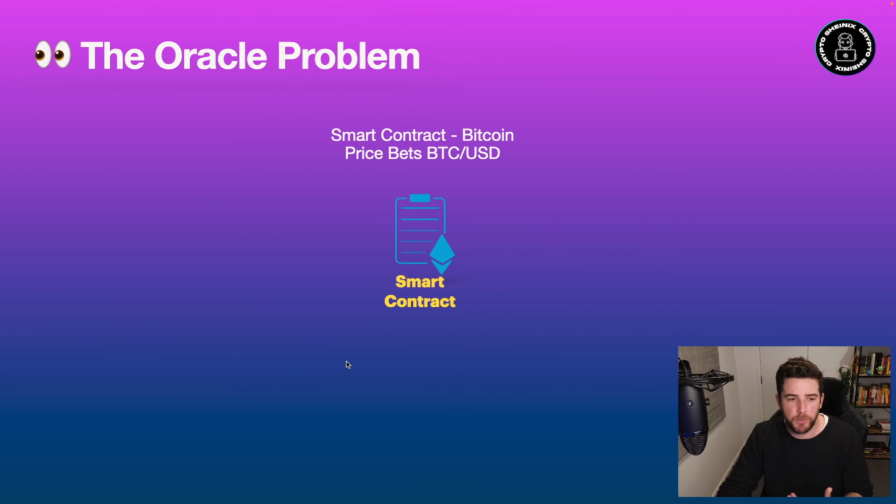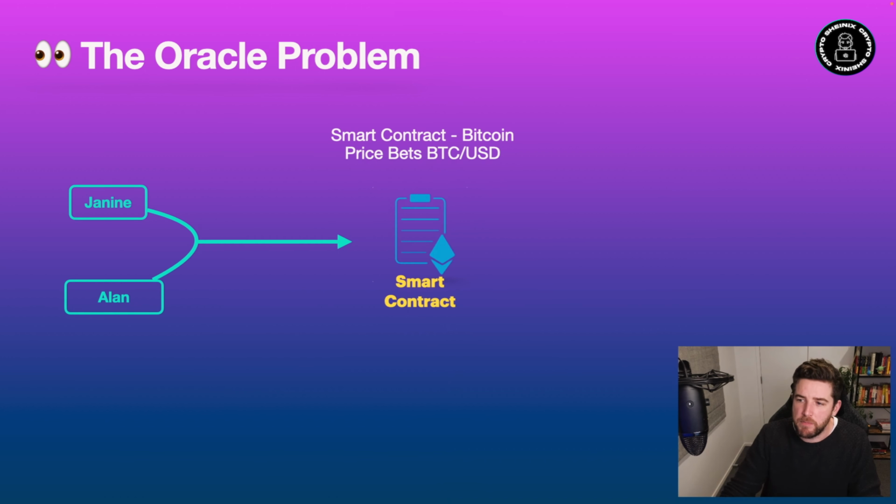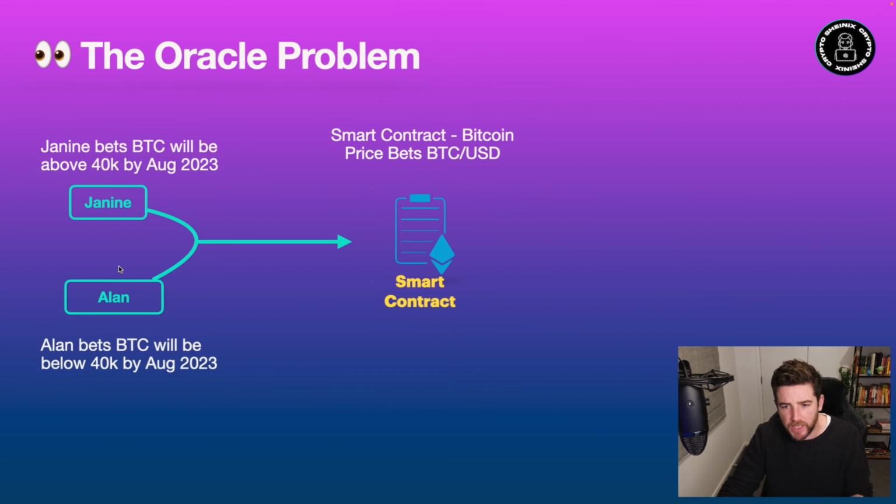So the oracle problem, we can describe it with this example. Let's say we have a smart contract that makes bets on Bitcoin price, and we have two actors here, Janine and Alan. Janine bets that Bitcoin will be above 40k by August 2023, and Alan bets that Bitcoin will be below 40k by August 2023. So they made their bets in this smart contract, they put money in this smart contract, and the smart contract in August 2023 will somehow get the price of Bitcoin through an oracle, and then based on that price decide who is going to get the money of the bet.